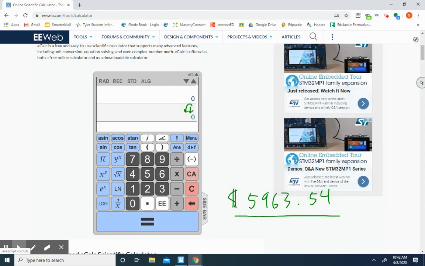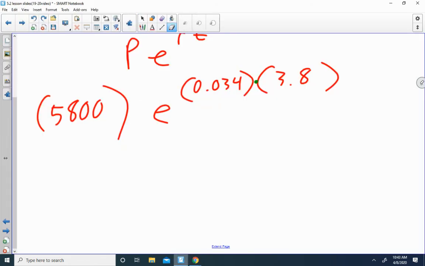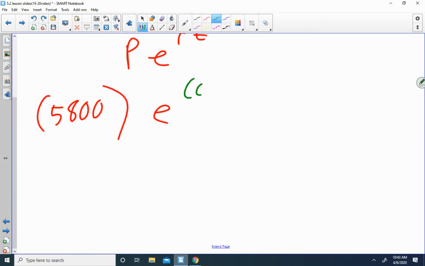So clear all of this. Okay, so 0.034, we're going to multiply that by 3.8. And that's going to give us 0.1292. So on here, I'm going to replace this with that number. So in other words, 0.1292, that's going to be the power.